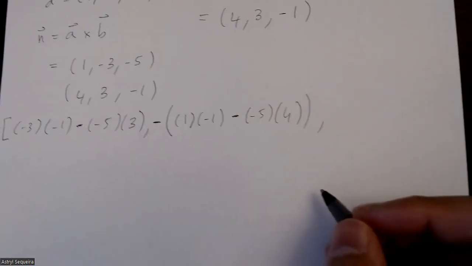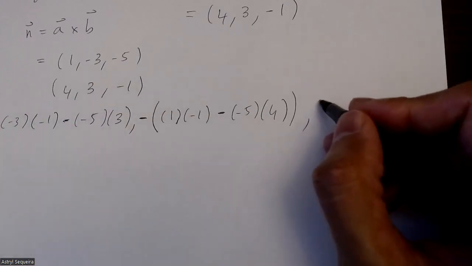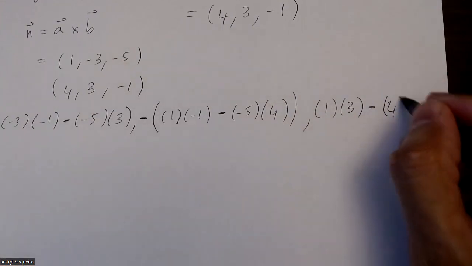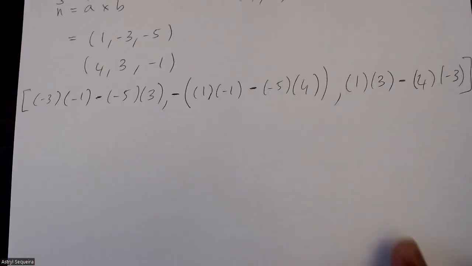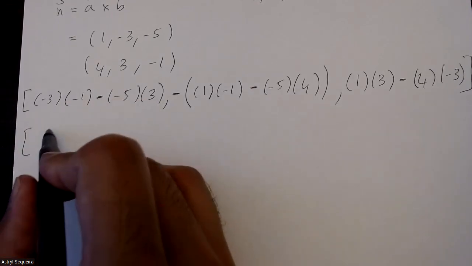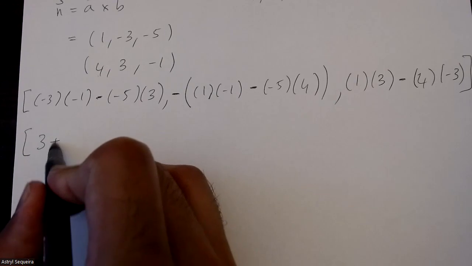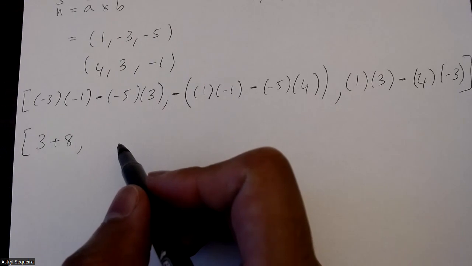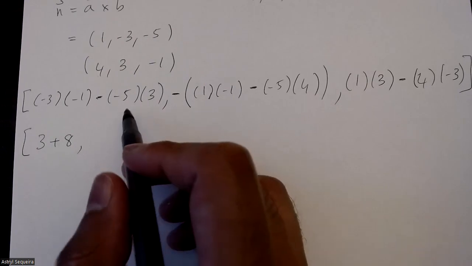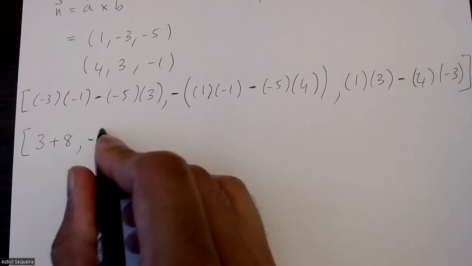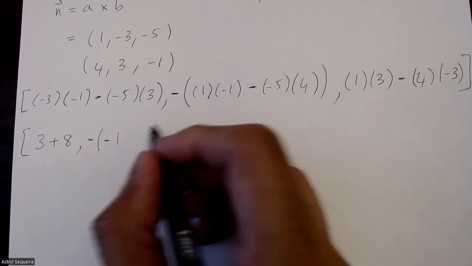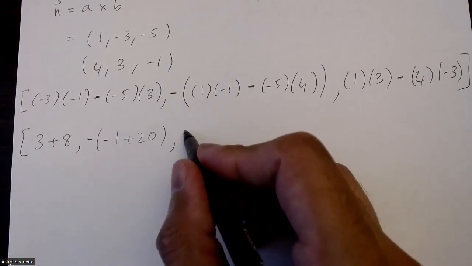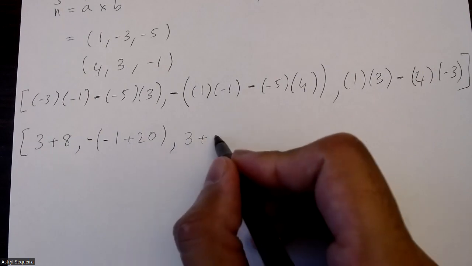And for the z component, we have 1 times 3 minus 4 times negative 3. Let's calculate our normal vector. So this is just 3 plus 8. The next one is negative 1 plus 20. The last one is 3 plus 12.